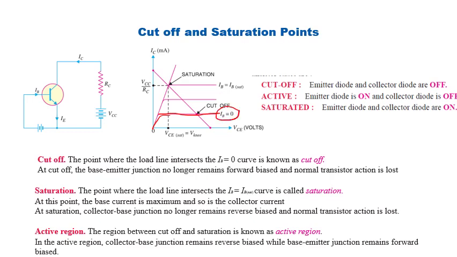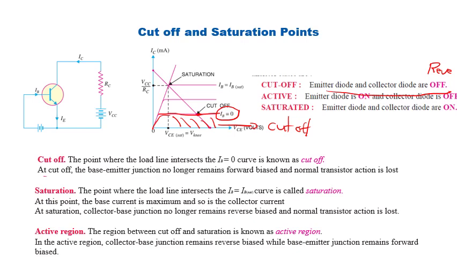All the points below this are called the cutoff region. At cutoff, the emitter diode and the collector diode are both off. Off means reverse biased. The voltages we are applying at the emitter and collector are such that both junctions are reverse biased. If both junctions are reverse biased, the transistor will not operate properly. So this region is called the cutoff region.